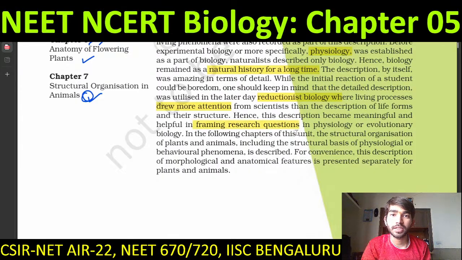Framing research questions, like for genetics, you can use different organisms. For other kinds of experiments, you can use different ones. For neuroscience experiments, you can use a certain set of organisms, and so on and so forth. In physiology or evolutionary biology.